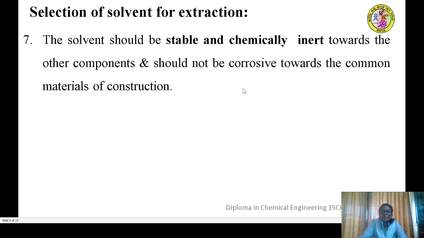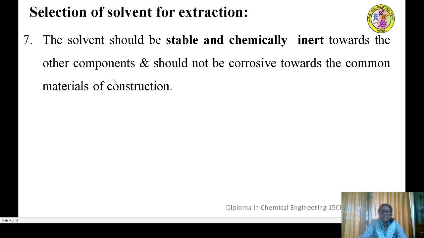So now some of the miscellaneous characteristics need to be considered. The solvent selected should be chemically stable and inert towards the other components. It means it should not be chemically reacting with the other components of the system or the operation. And it should also not be corrosive towards the common materials of construction.